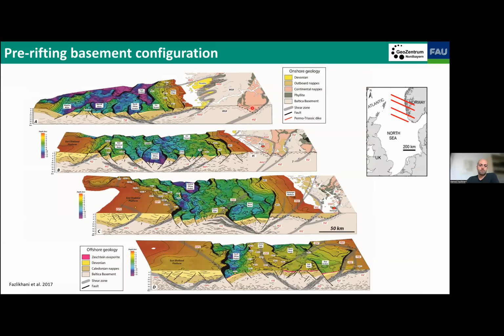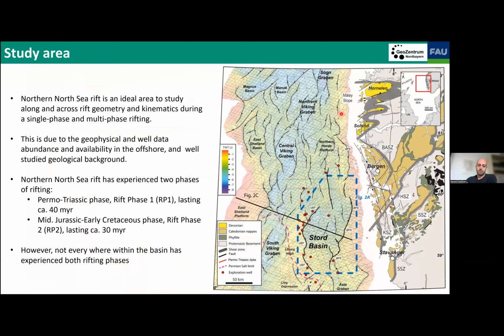The study area is in the offshore of Norway. This is Western Norway, and here we see the Norwegian part of the northern North Sea. The map that we see is the base of the rift, the base of the first rifting episode, which is the Permo-Triassic rift. We call it RP1, rift phase 1.